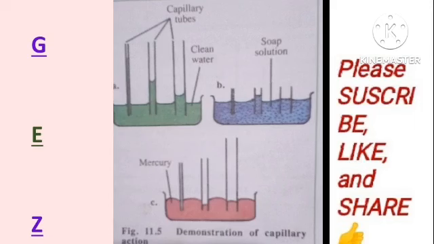Now, stemming from our knowledge of surface tension, let's move on to another phenomenon. If we dip three tubes of fine bore with different diameters into clean water, we observe that the water rises in the tubes, but the narrower the bore, the higher the height to which the water rises. You can see in this diagram that the narrow tube holds more height of water, while the wider tube with the greater diameter holds less height of water.